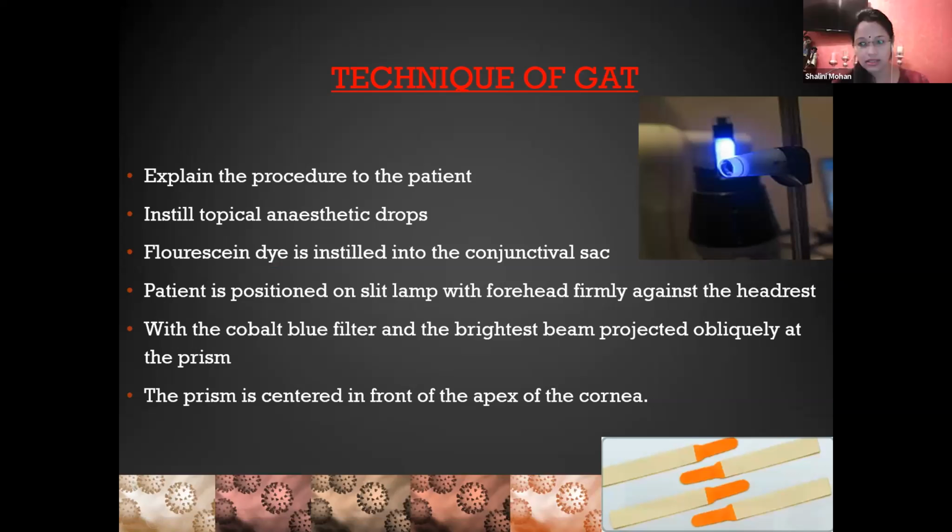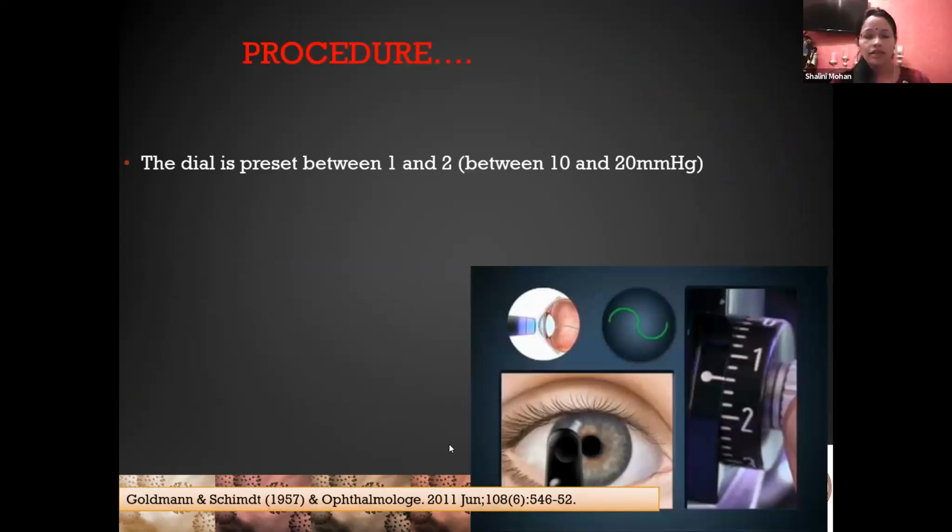First of all, you need to explain the procedure to the patient. You need to instill a topical anesthetic eye drop, instill fluorescein dye, and switch on the blue filter of your slit lamp. After that, it is important to set the dial of the measuring scale between 1 and 2. 1 means 10 millimeters of mercury, and 2 means 20 millimeters of mercury. If we assume that pressure will be normal, that means it will be between 10 and 20 millimeters of mercury, so we keep the dial between 10 and 20 millimeters of mercury.